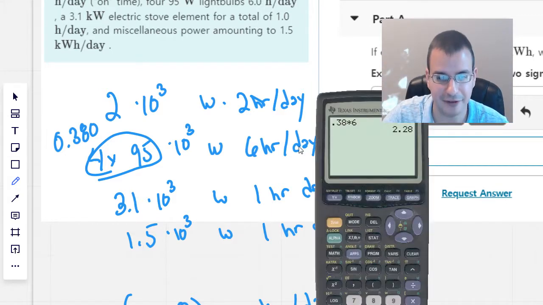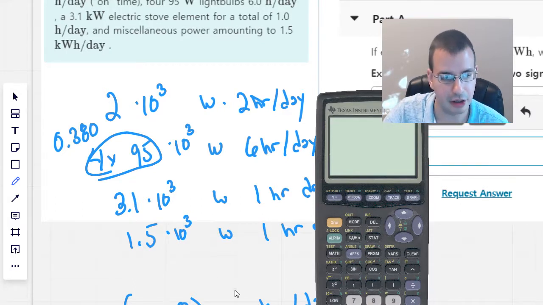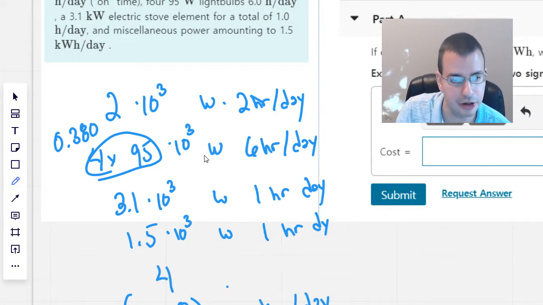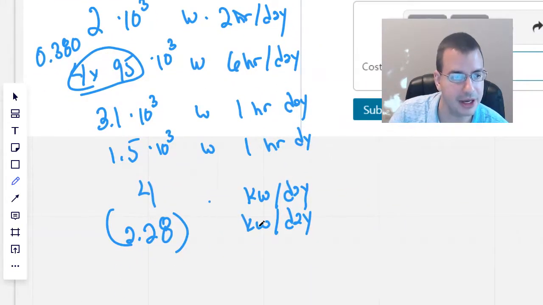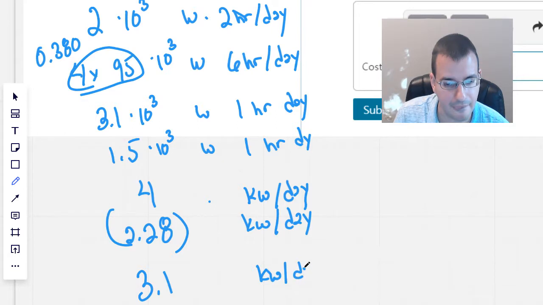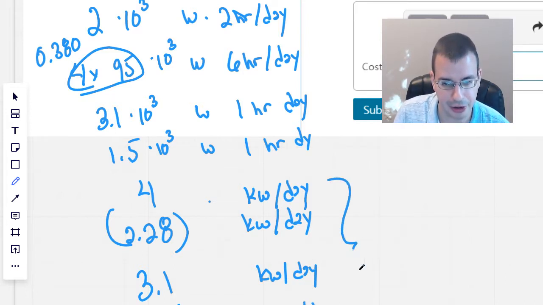And I know I'm playing kind of fast and loose with my conversions here. I can do the top one in my head: 2 times 2 is 4 kilowatt hours per day. Coming down, we have 3.1 kilowatt hours per day. And then we have 1.5 kilowatt hours per day.